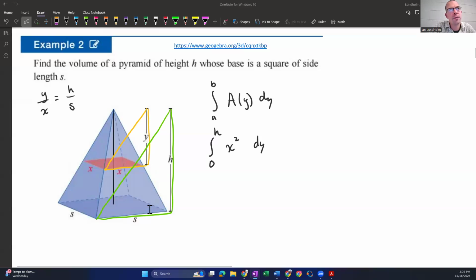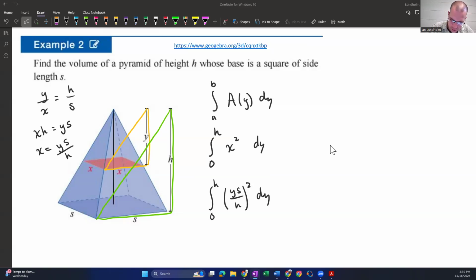Then we want to solve for x. So I didn't do a very good job of this. x times h equals y times s, just cross multiplying through that proportion. Okay, then x equals y times s over h. So that is actually a good substitution that we'll be able to put in over here. And then we'd have everything in terms of y. So we've got (ys/h) squared dy.